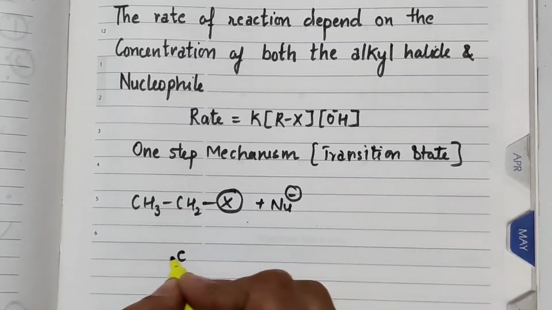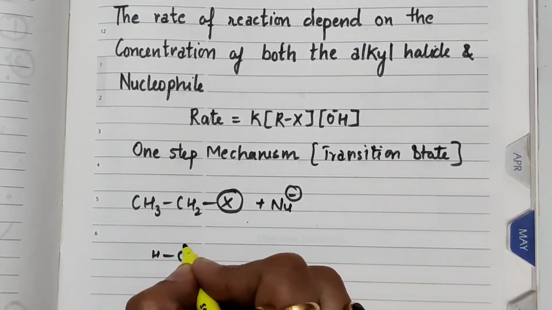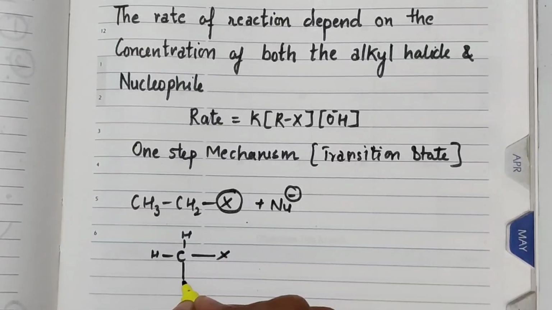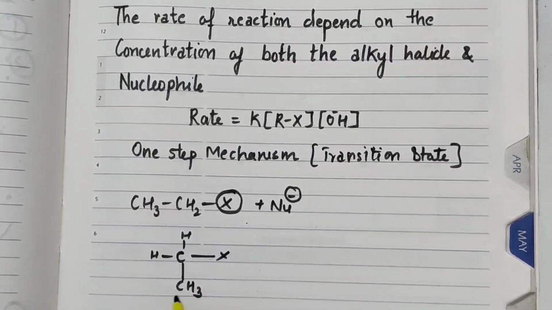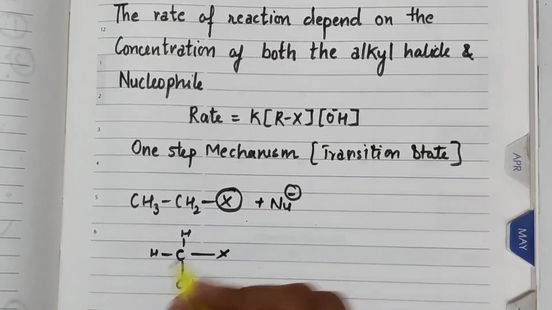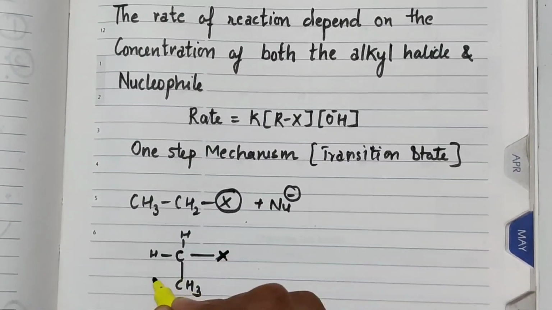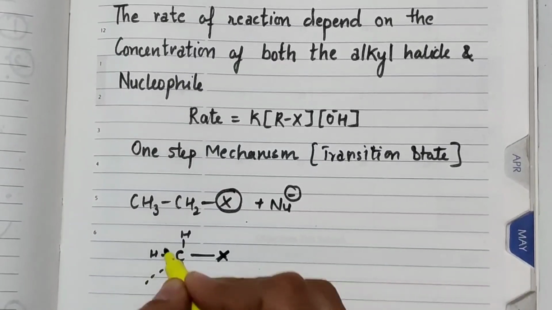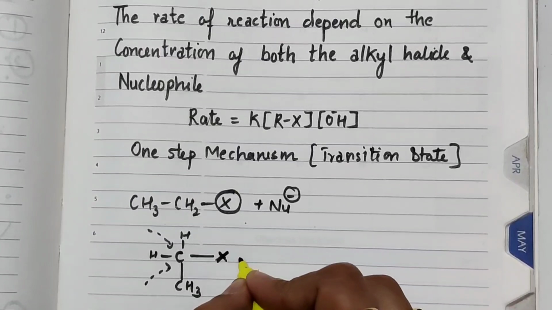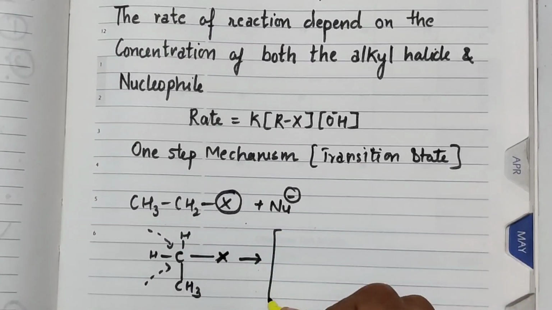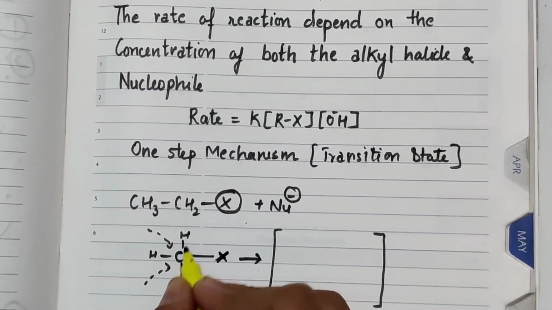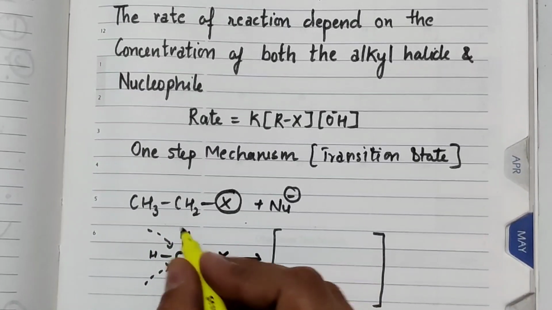If I open this, then it will be written in this form, for example, or this CH3 can be in any form. So now this nucleophile can easily approach from this side or from this side, for example. So there will be a transition state where the nucleophile is present on this carbon atom.